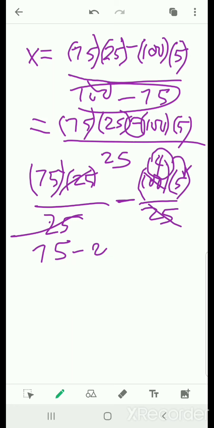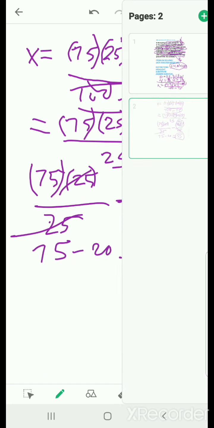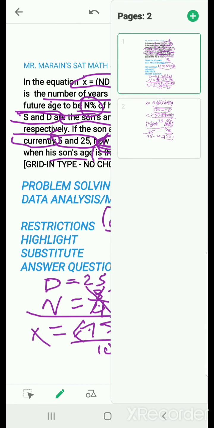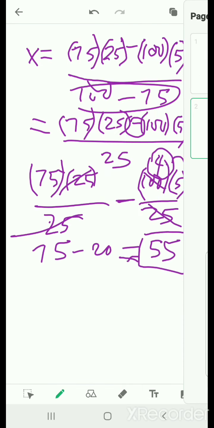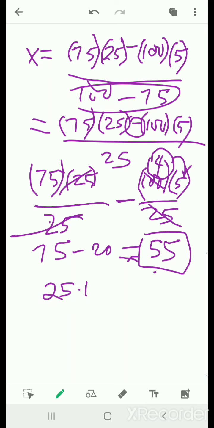But we're not. We think we're done, but remember what I said earlier. Answer the question. The question is asking for how old will the dad be, right? Remember this? So we're not done. We want the dad's future age in how many years? 55 years. So the dad's current age is 25, and in 55 years, he will be 80, and that's your answer.